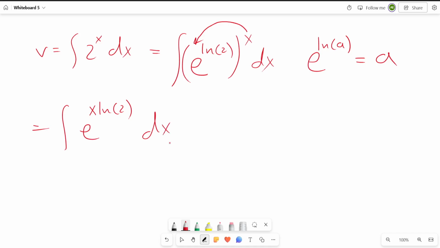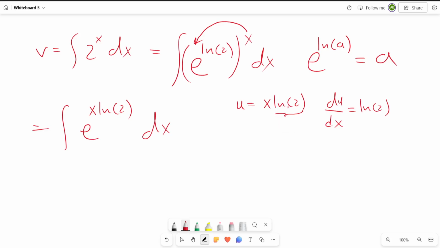So from here, I can use u substitution to solve. What I'm going to do is substitute u as x ln of 2. So du by dx, which is the differentiation of that, is simply ln of 2, because ln of 2 is nothing but a number. It's just a constant. It's just like differentiating x multiplied by 2, which is basically 2. So ln 2 is just a number.